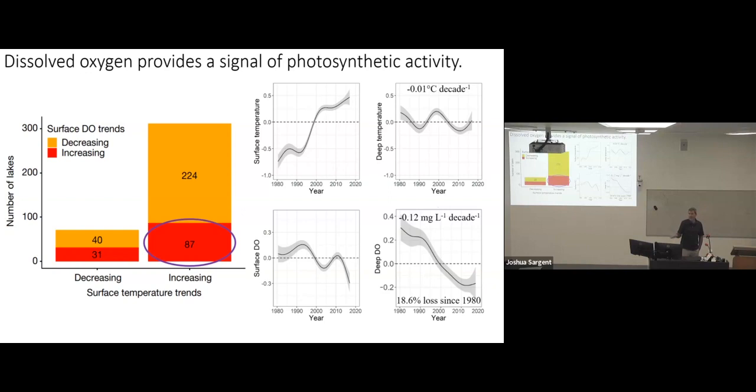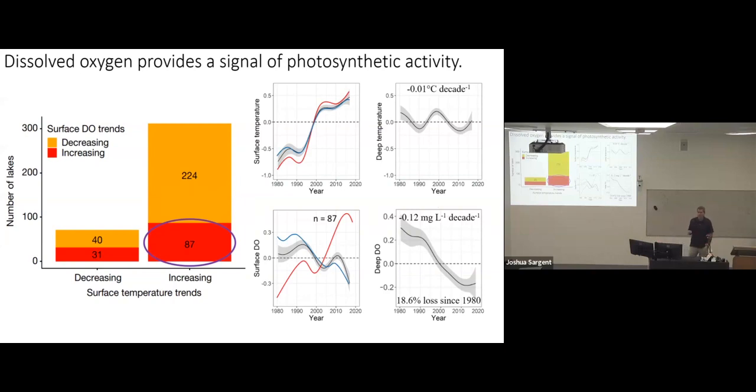Well, that doesn't make sense. Physics would say that shouldn't be happening, right? So that's where we looked at that and said, what else is going on there? And so then we extracted those lakes from our overall population and looked at how they're responding differently. And those are the trends.